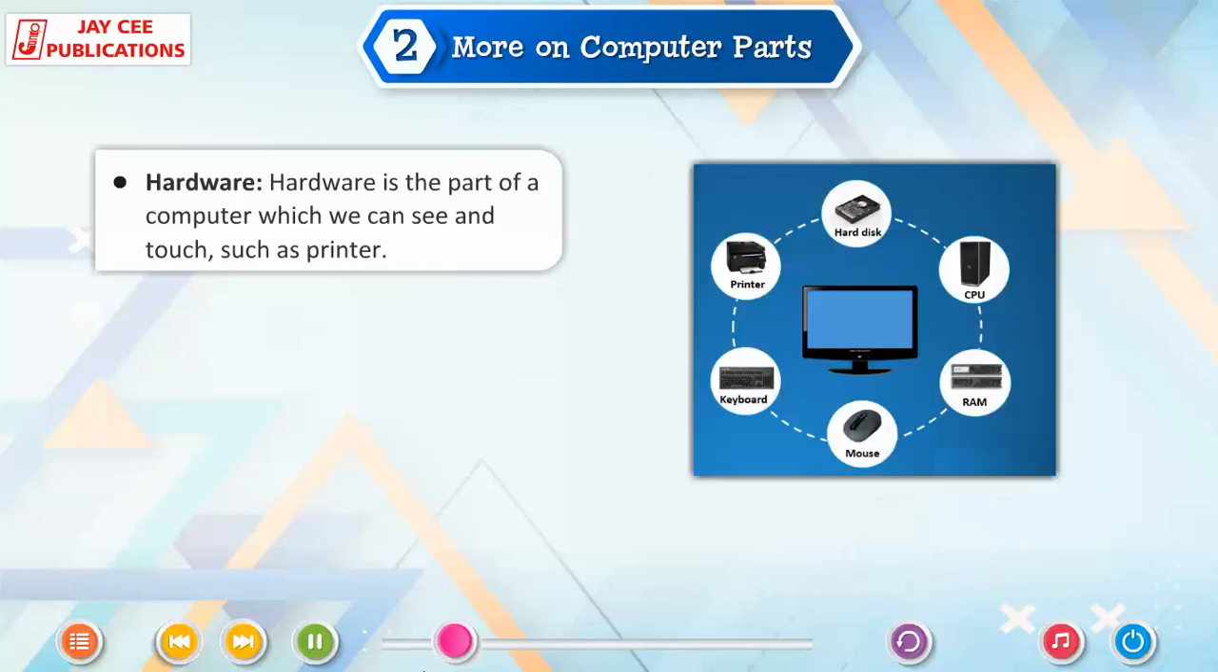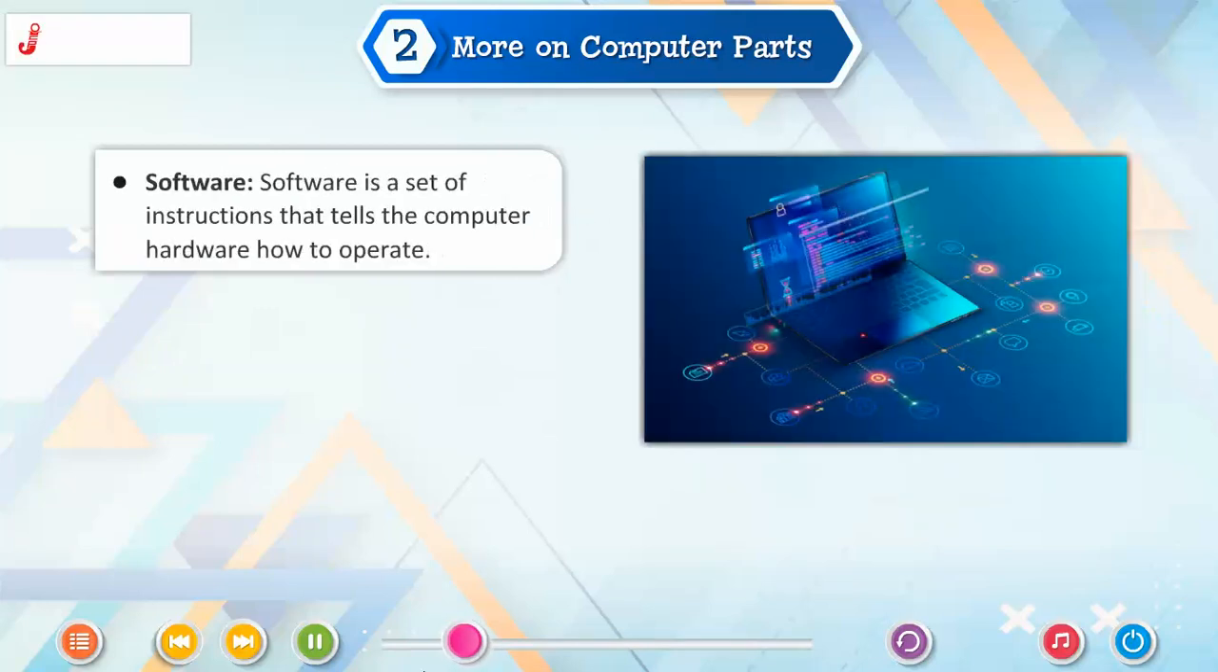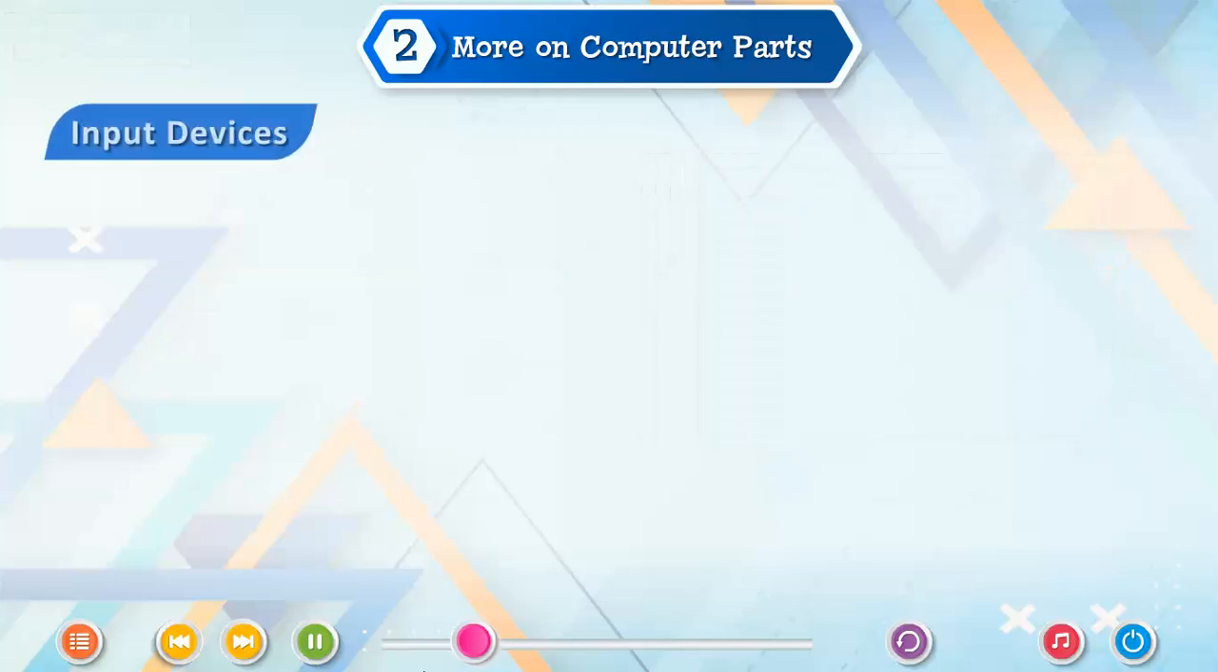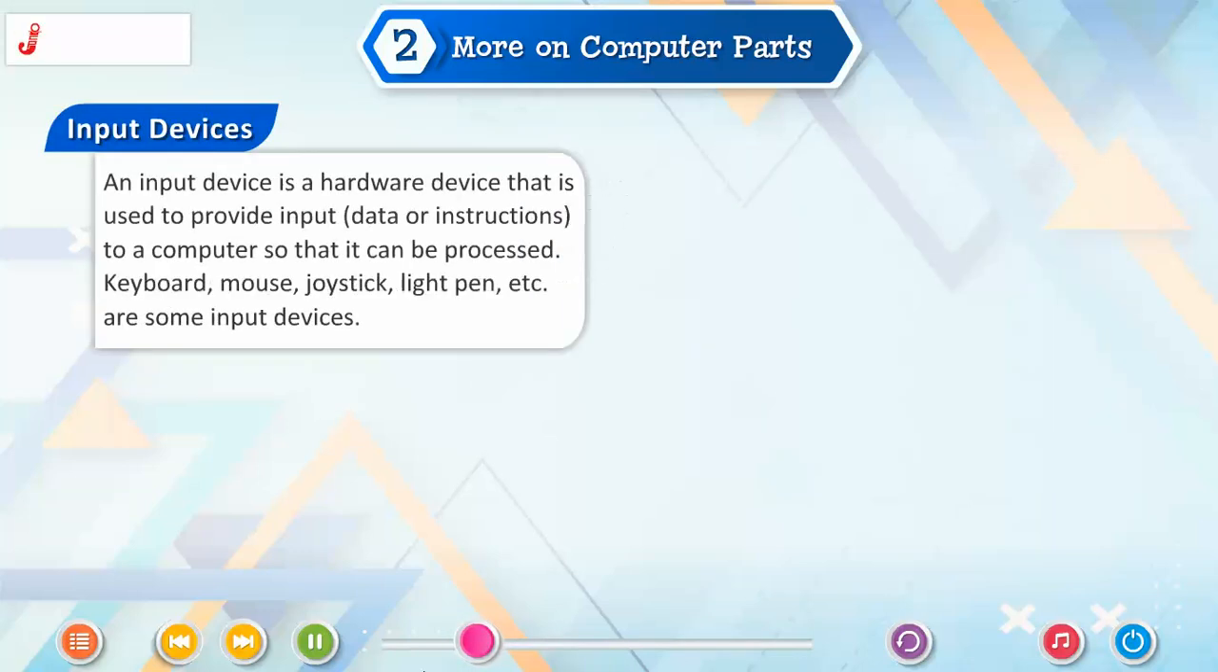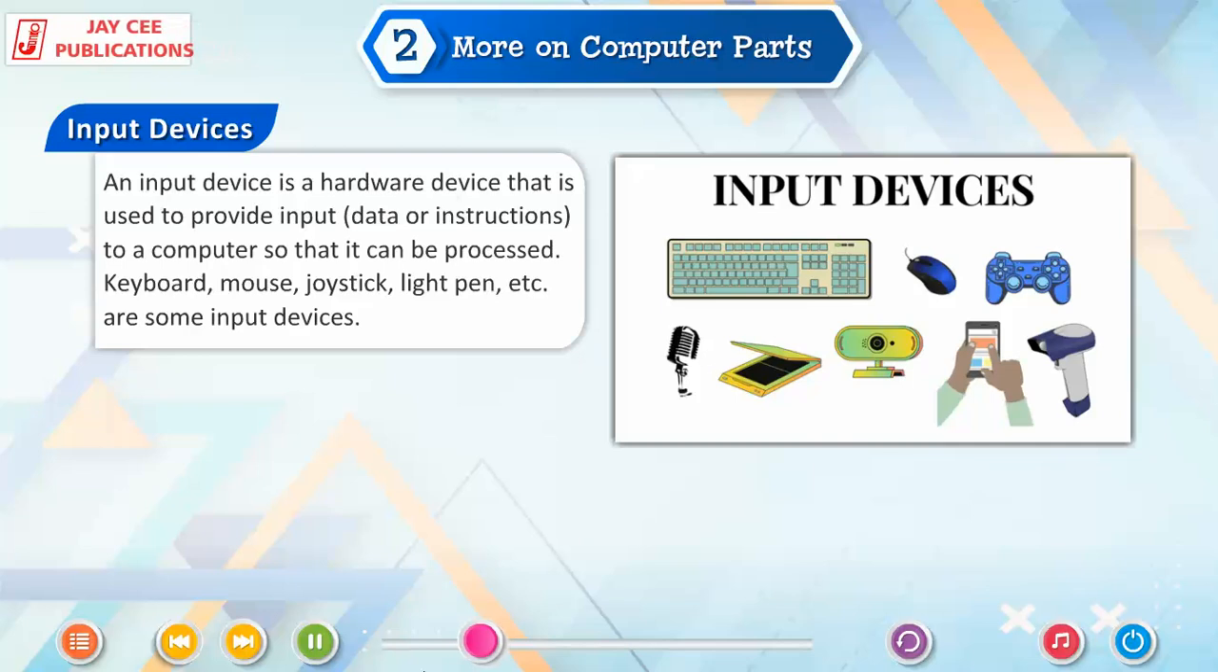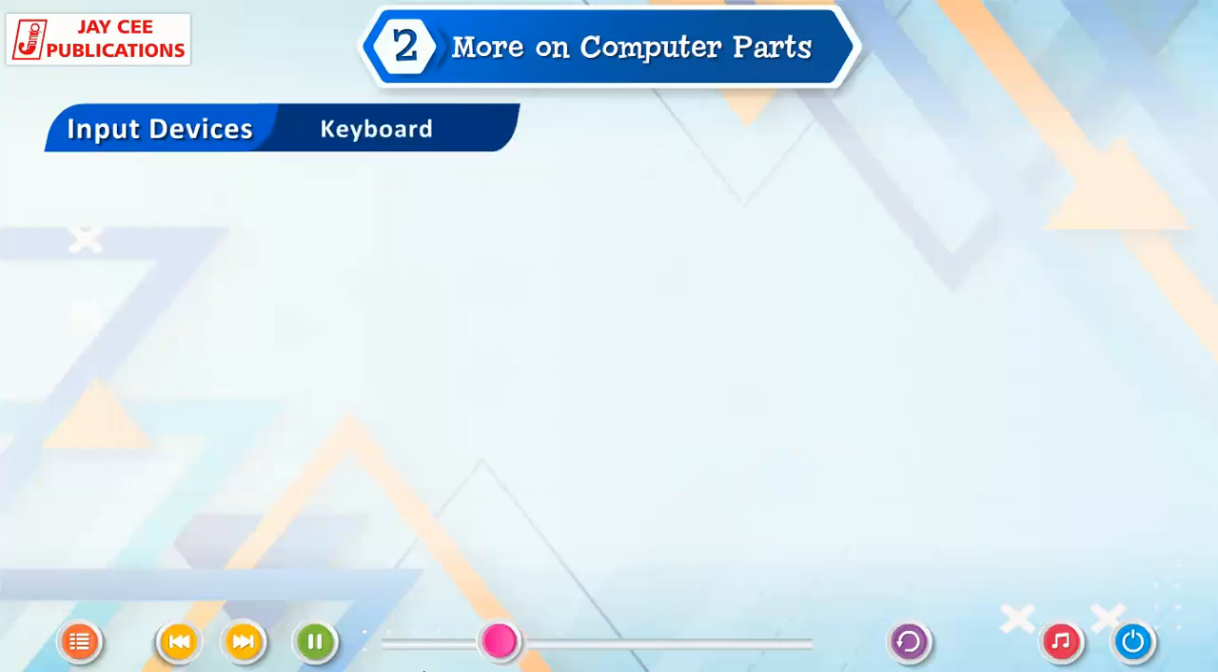Hardware. Hardware is the part of a computer which we can see and touch, such as printer. Software. Software is a set of instructions that tells the computer hardware how to operate. Input devices. An input device is a hardware device that is used to provide input, data or instructions to a computer so that it can be processed. Keyboard, mouse, joystick, light pen, etc. are some input devices.